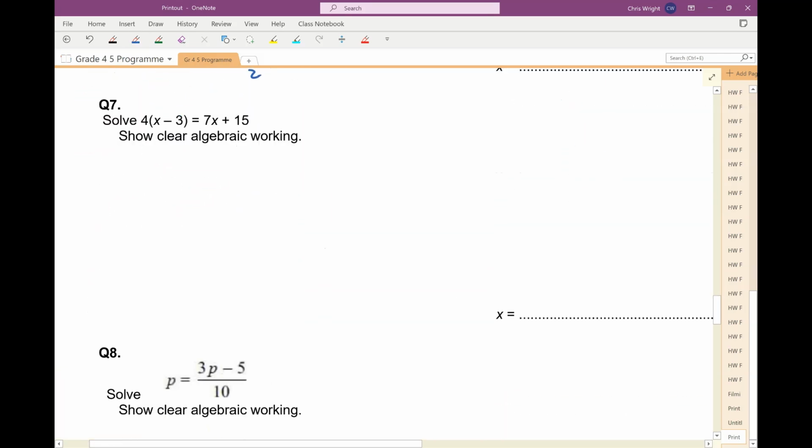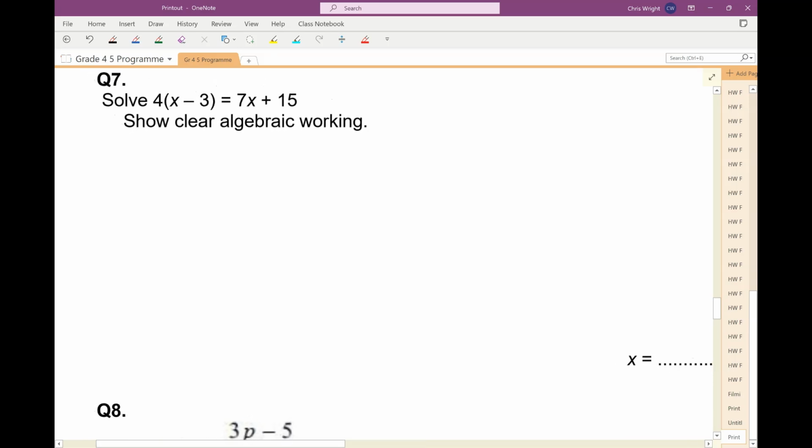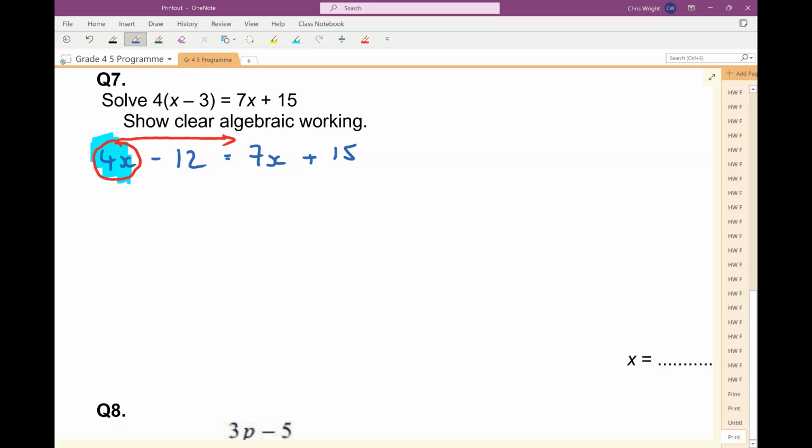Question 7. Right, let's start by multiplying out the bracket on the left. So I'm going to have 4 times x, 4x minus 4 times 3 is 12, equals 7x plus 15. X is on both sides. See which side has the fewest. Well, this side has the fewest, so I'm going to float and ping the 4x's. Now, I have to be quite careful here, because when I float and ping the 4x's, I'm left with minus 12 there. Now, 7x minus 4x is 3x plus 15.